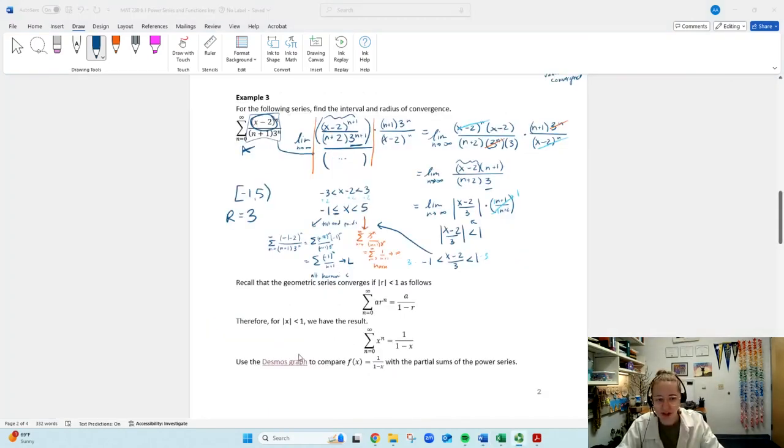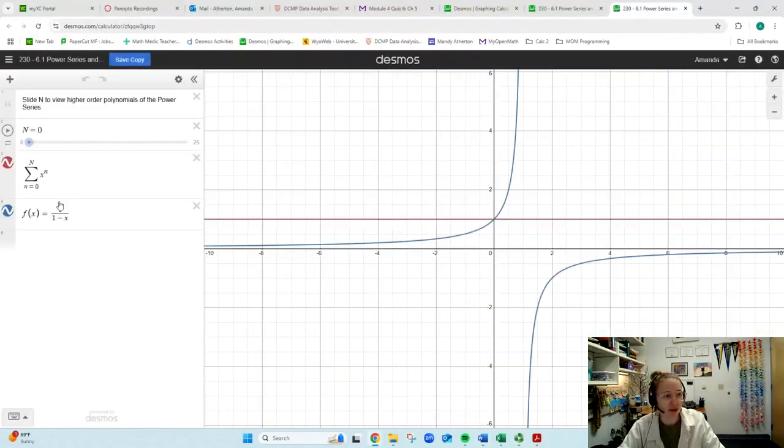So kind of a cool thing here. Recall, remember, this is geometric. We're dealing with all geometric, and we're saying, hey, we're using the ratio test. We're using what we know about geometric series to see if this converges. So this Desmos graph actually gives us a really cool visual on that.